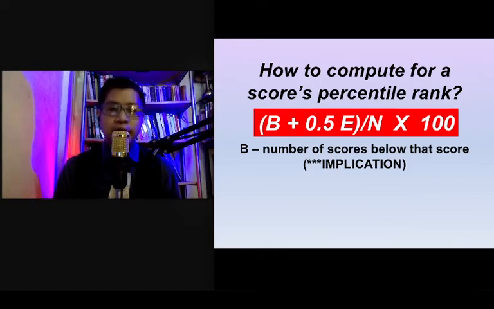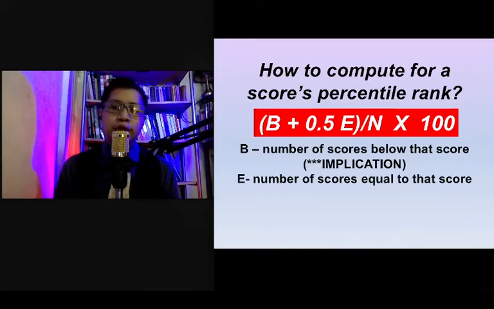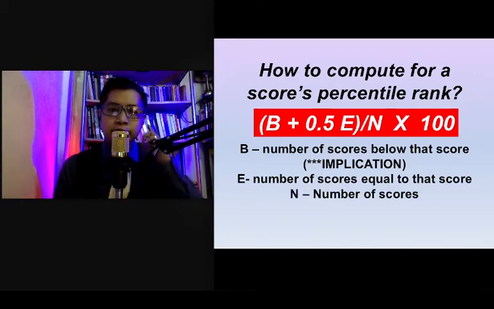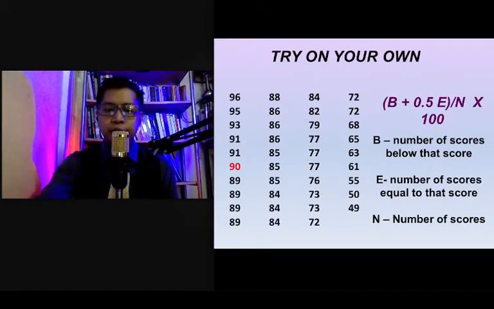So anyway, going back to the lecture, yung letter B, the number of scores that are below the score na hinahanapan mo ng percentile rank. Yung letrang E, ibig sabihin yan, ito naman yung number of scores na merong kaparehas doon sa score na hinahanapan mo ng percentile rank. And obviously, letter N, this is the total number of scores in the testing population. Okay, so para mas maliwanag, paano ba kino-compute yan?